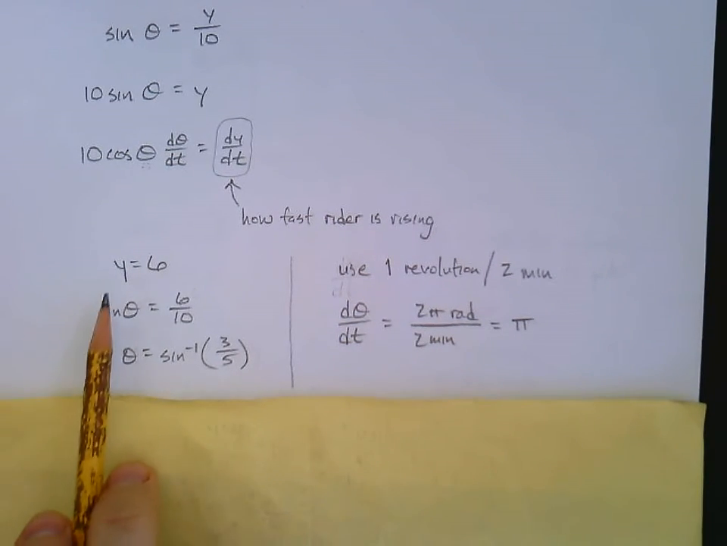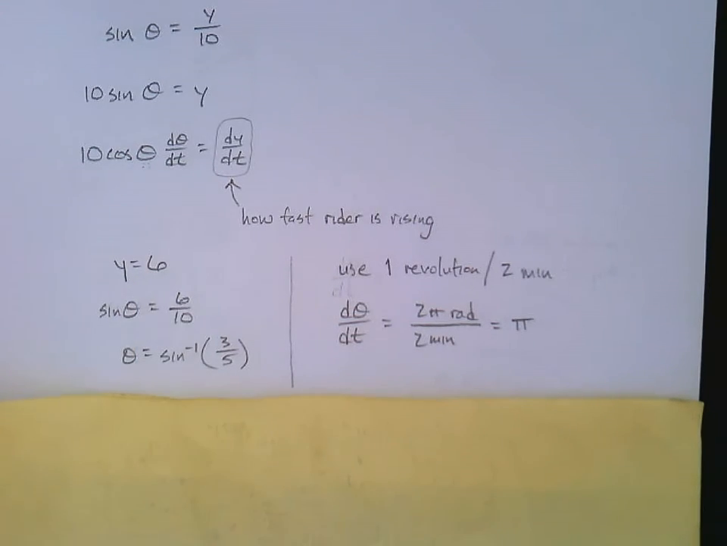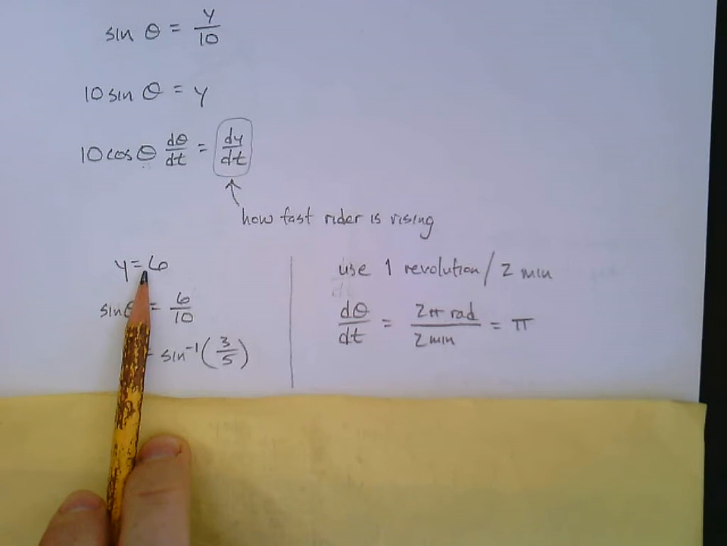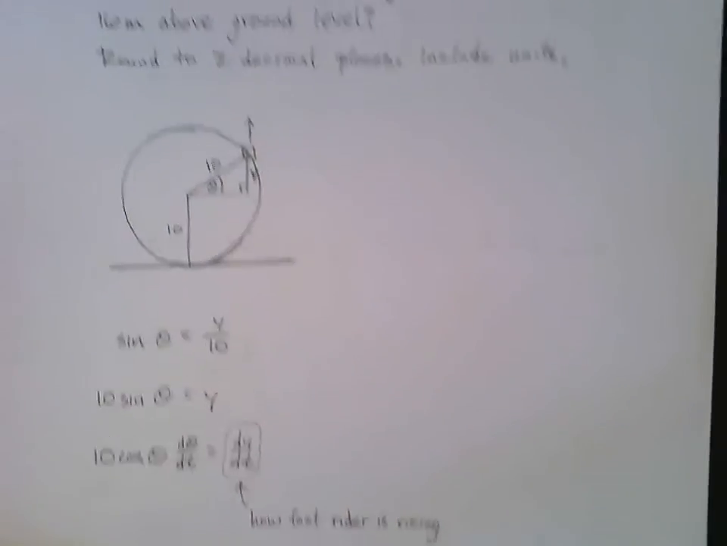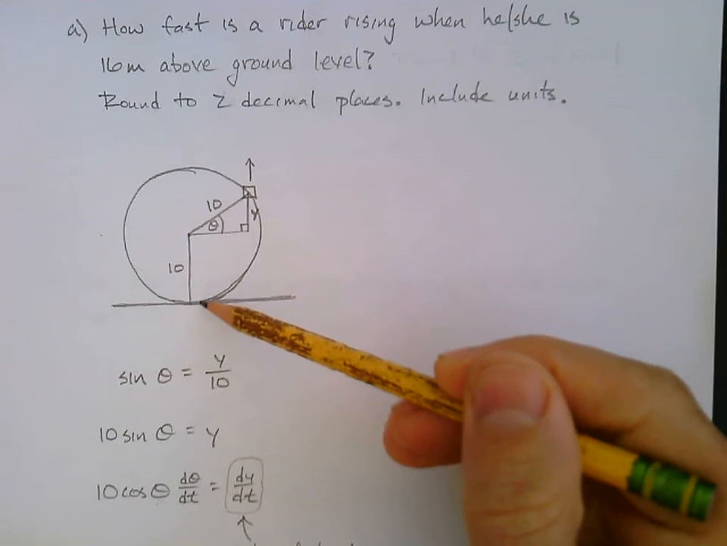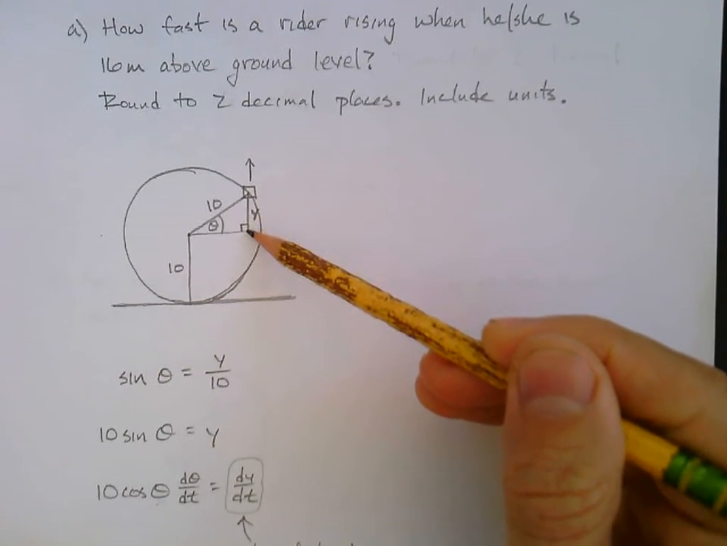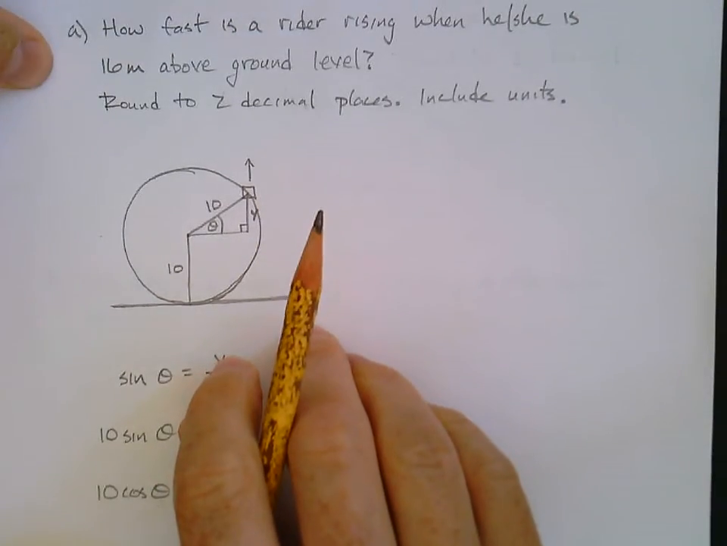We realize that they only tell us a couple things, right? So we know that the rider, let's start here, we know the rider is 16 meters above ground level. So we can say that y equals 6, right? If they're 16 meters above the ground, then, well, this is 10 meters up. At the moment in question, y equals 6, because they're now 16 total meters above ground.